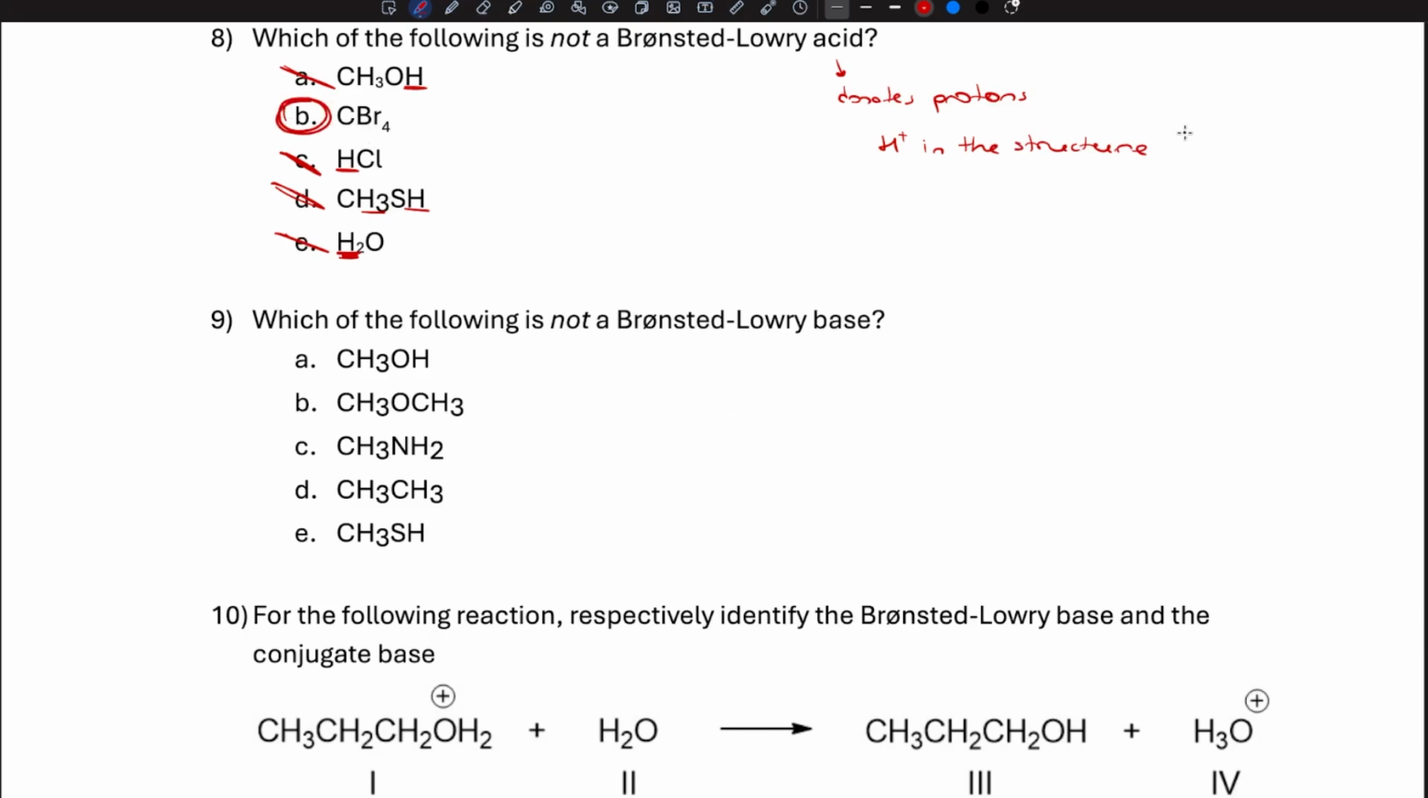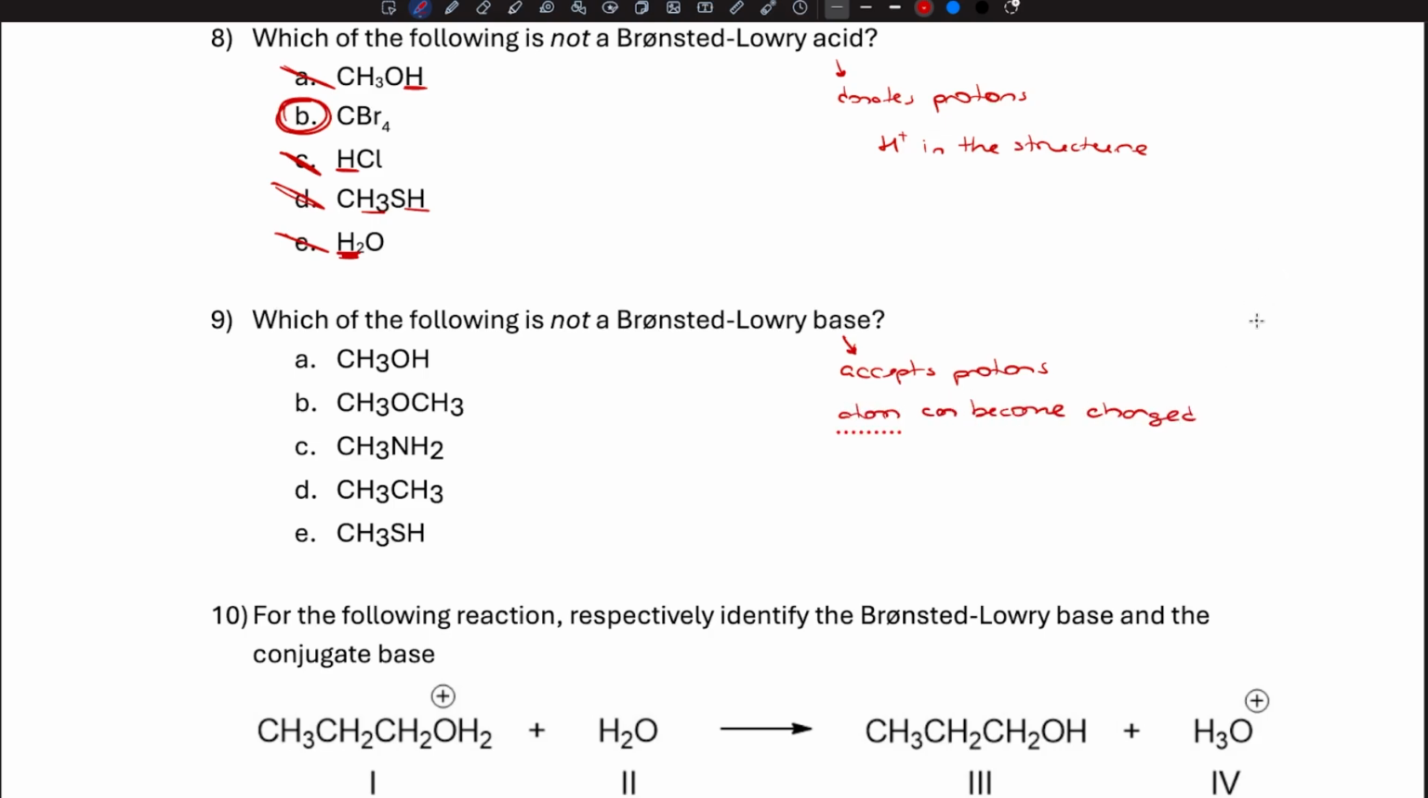And so all of these have H's in the structure that they can donate, except for answer choice B, or CBr4. In question 9, again, similar question, except now we're looking for which one doesn't match the definition for a Bronsted-Lowry base. And so remember that a Bronsted-Lowry base accepts protons. And so that means that we should have an atom that can become charged.